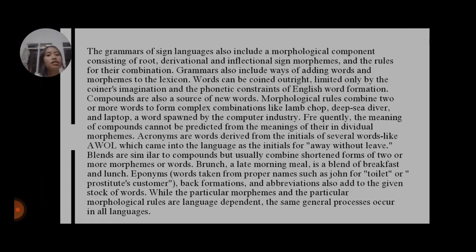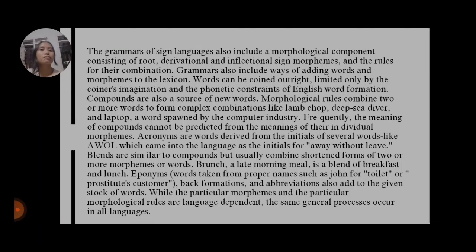The grammars of sign languages also include a morphological component consisting of root, derivational, and inflectional sign morphemes and the rules of their combination. Grammars also include ways of adding words and morphemes to the lexicon. Words can also be combined outright, limited only by the coiner's imagination and the phonetic constraints of English word formation. Compounds are also a source of new words. Morphological rules combine two or more words to form complex combinations like lamb chop, deep sea diver, and laptop, a word spawned by the computer industry.